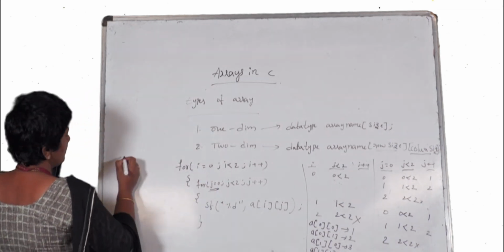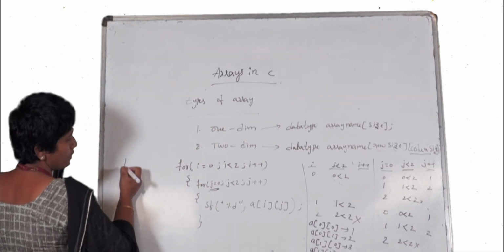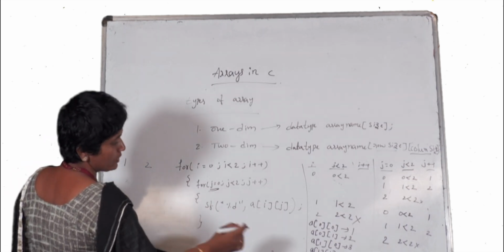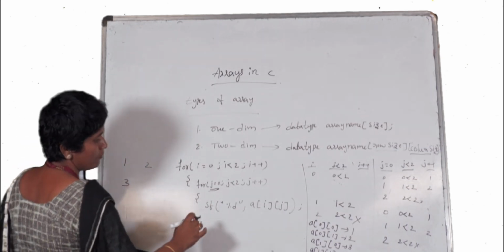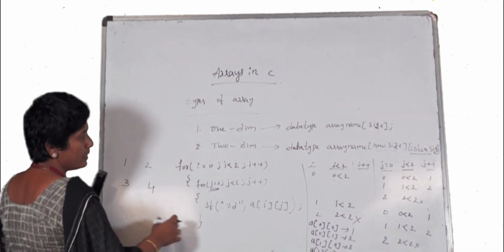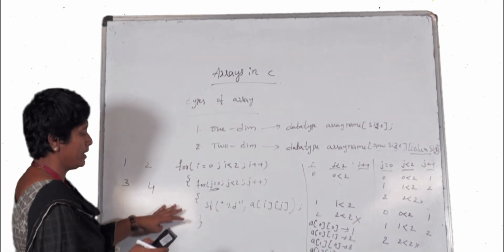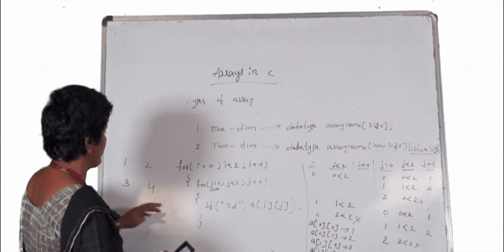So here a of 0, 0 value is 1, a of 0, 1 value is 2, a of 1, 0 is 3 and a of 1, 1 is 4. In this way, we are reading the two-dimensional array elements. How to print these elements? It is the same thing.